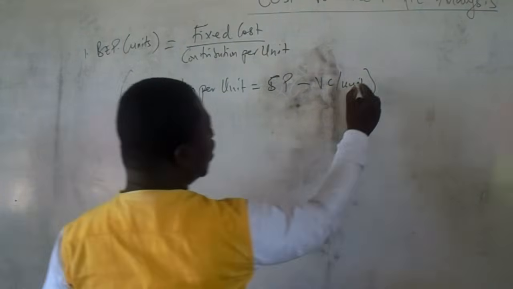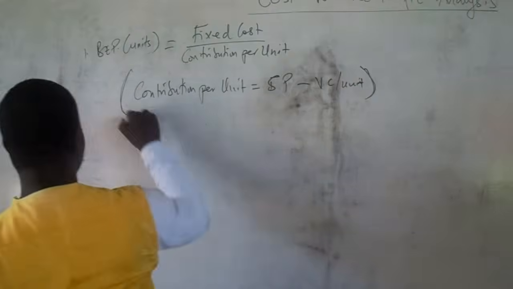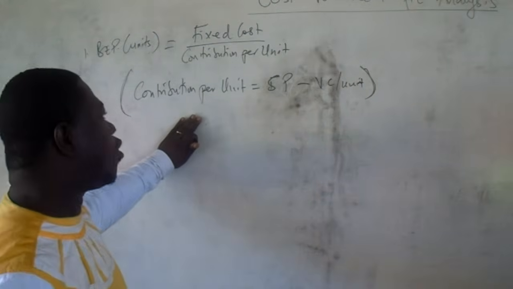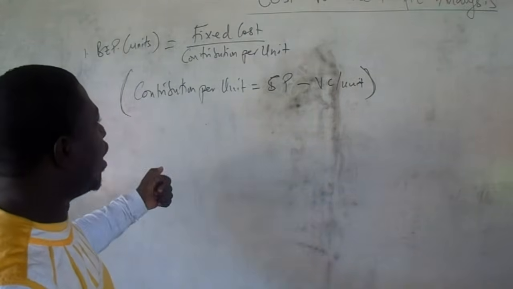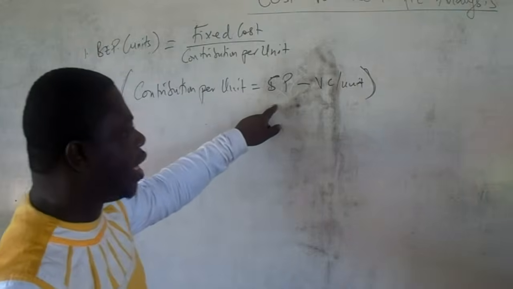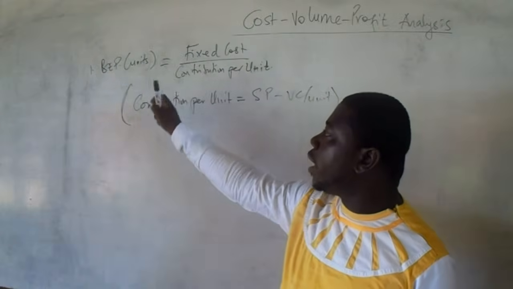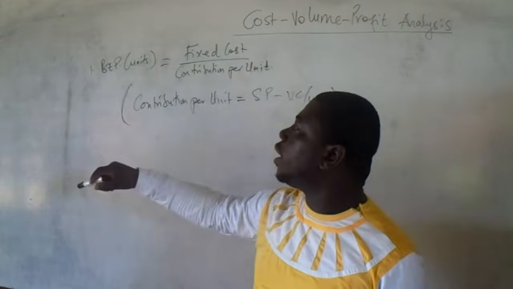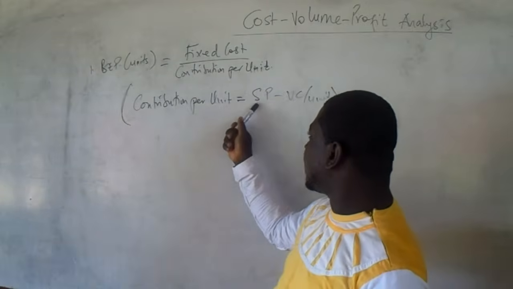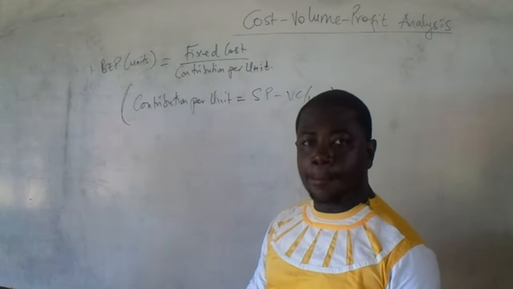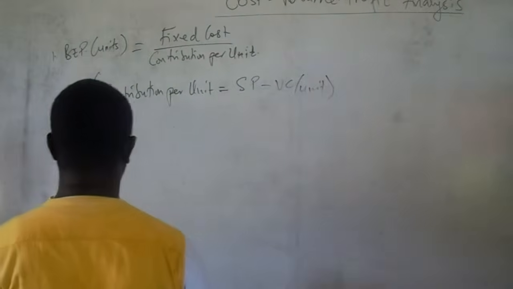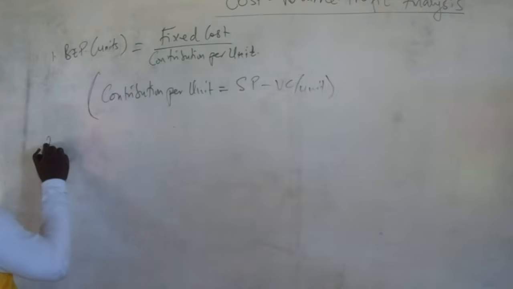This formula shouldn't leave us. We are going to work with this formula as well, that the contribution per unit equals our selling price minus the variable cost per unit. So this is the formula. Your break-even point in units is your fixed cost over contribution per unit. And remember that to get contribution per unit, it is your selling price minus variable cost per unit. So that is the first formula that I want you to know.